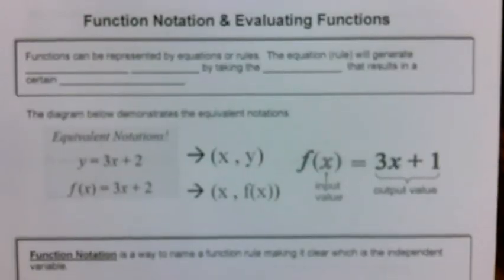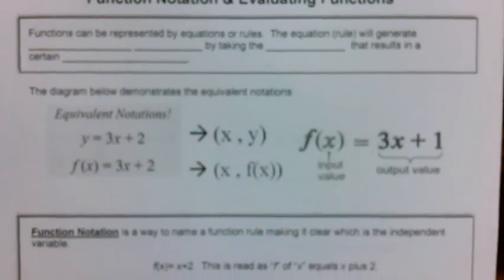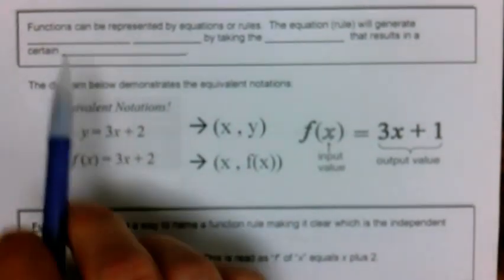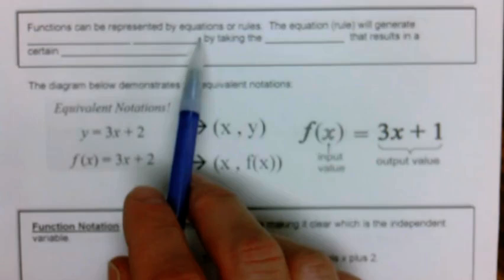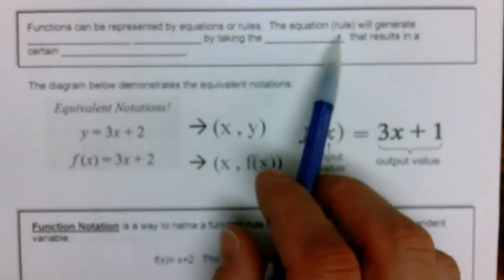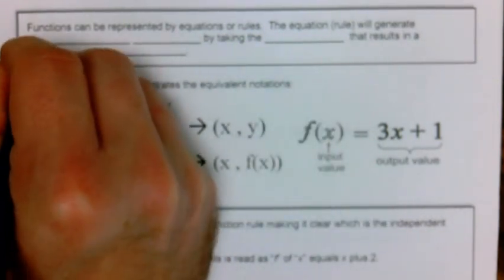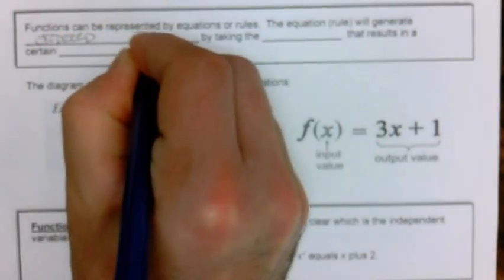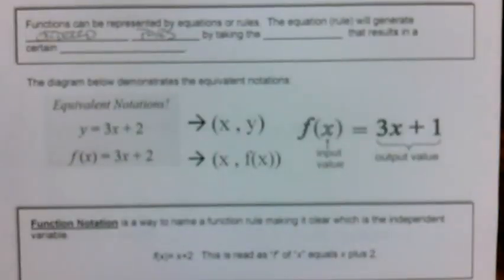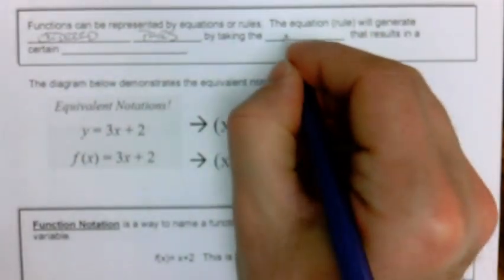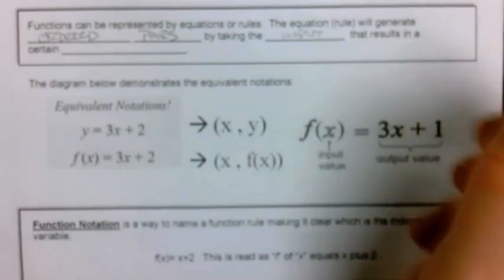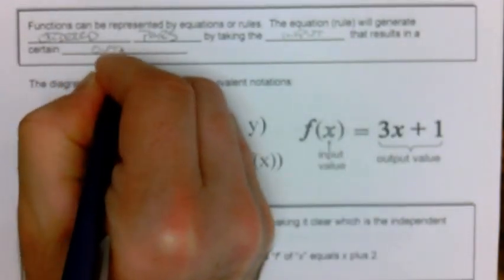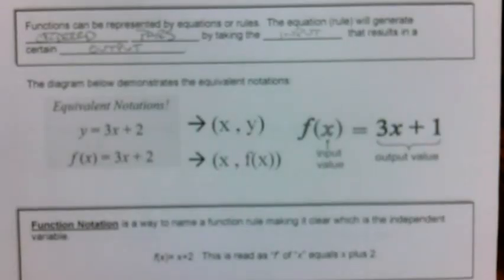In this video, we'll be looking at function notation and then evaluating functions. Functions can be represented by equations or rules. The equation or the rule will generate ordered pairs by taking the input that results in a certain output. And then the input and output values will be the numbers in your ordered pair.